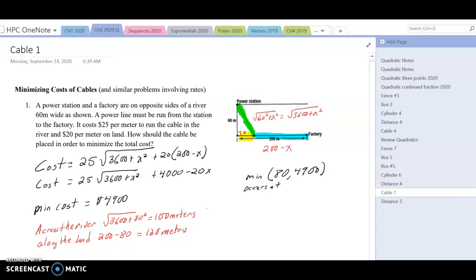So if you wanted to build a factory across the river and you needed to run the cable, to minimize your costs, you would go 100 meters diagonally along that green piece, and then 120 meters along the land to minimize the cost. So hopefully that helps you on cable number 1.